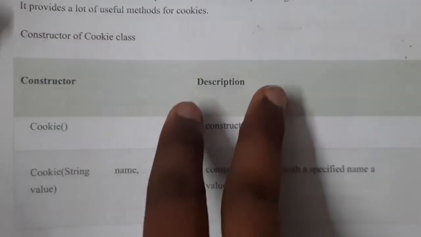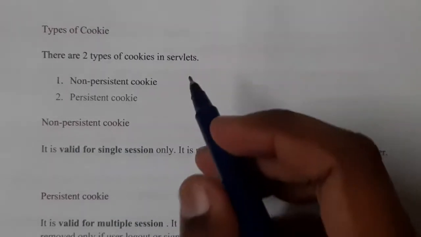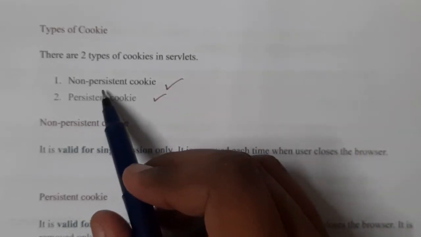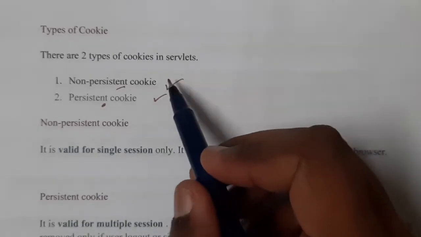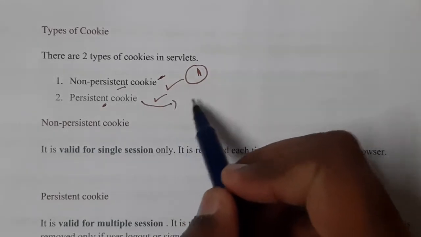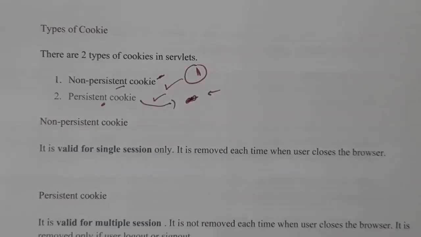There are two types of cookies, guys. One is non-persistent and the other is persistent. Non-persistent is valid for a single use only, whereas persistent means multiple uses. You cannot say infinite, we can say multiple uses.